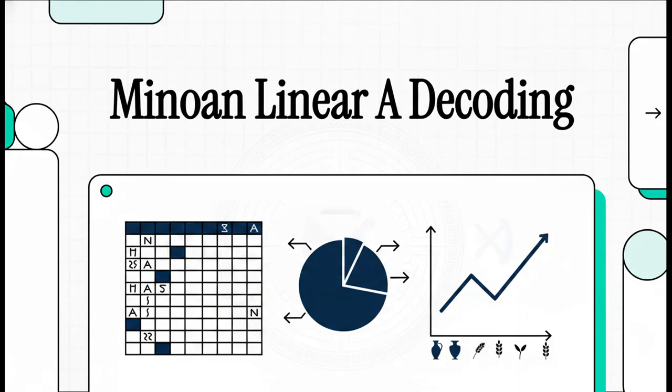Now, for over a century, the ancient Minoan script known as Linear A has been just a total mystery. Experts have tried literally everything to read it. But what if we've just been looking at it completely wrong this whole time? Like, what if we're desperately searching for a story when we really should just be looking at data?